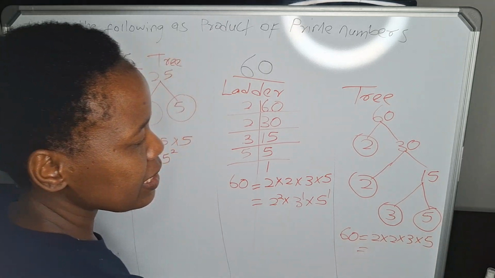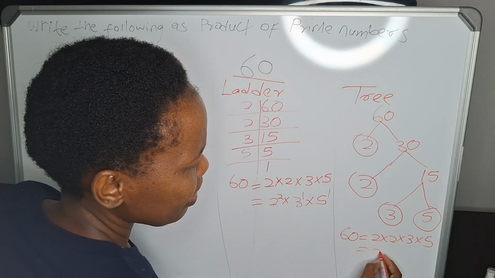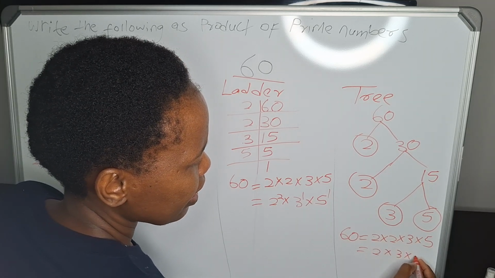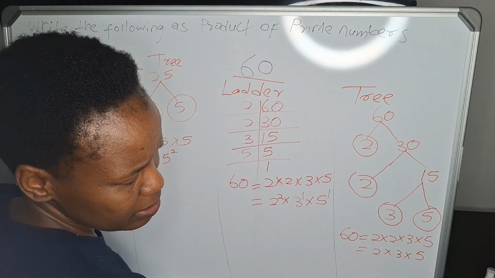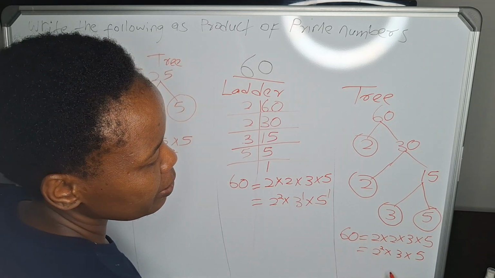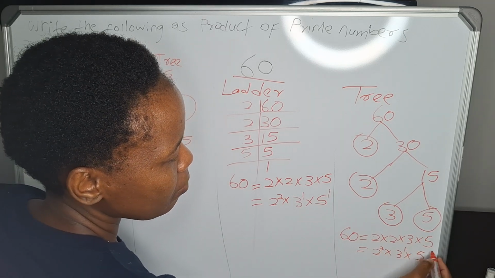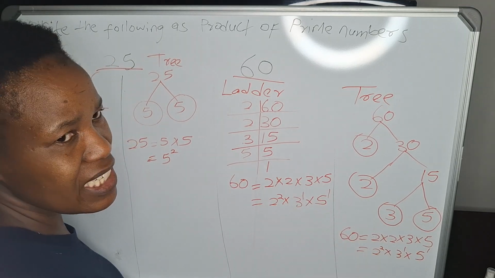But remember, we said you do not leave it in expanded form. So what numbers do I have? I have a 2, I have a 3, I have a 5. That's the representation of these numbers. Then you check how many of these numbers you have. How many 2's do we have? 2 of them. That becomes your exponent. How many 3's do we have? 1. How many 5's do we have? 1. Can you see now? It gives us the same answer.